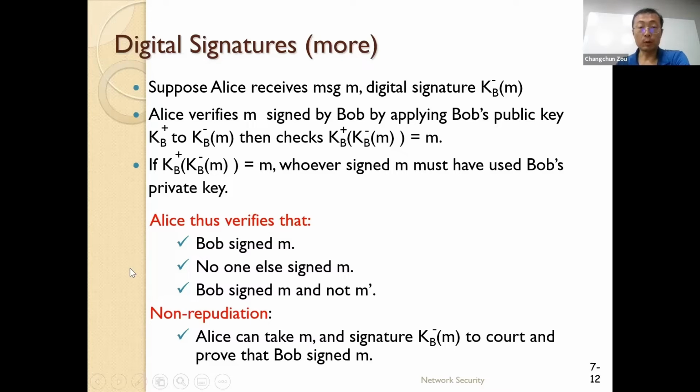And non-repudiation just means Alice, the receiver, can take this message and signature to court to prove that Bob has signed the message. So this can also be used in the same way as the physical world contract and physical signature.